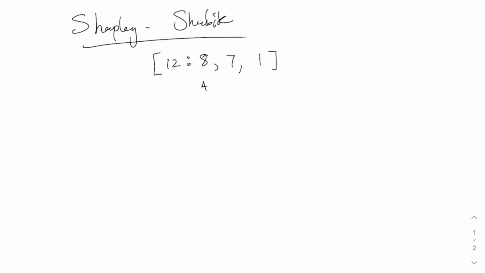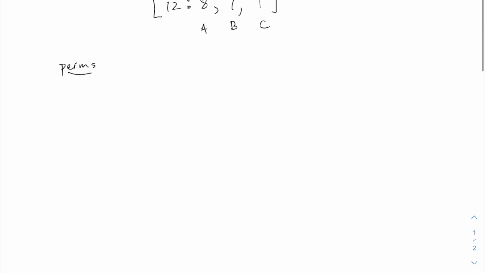Anyway, you give the voters names, and I'm always going to call them A, B, C. And the way you do this is I'm going to make a big chart. First, I'm going to list out all the permutations, which I will call perms. That is just all the different ways that you could put ABC in some particular ordering. And there are 6 of them.